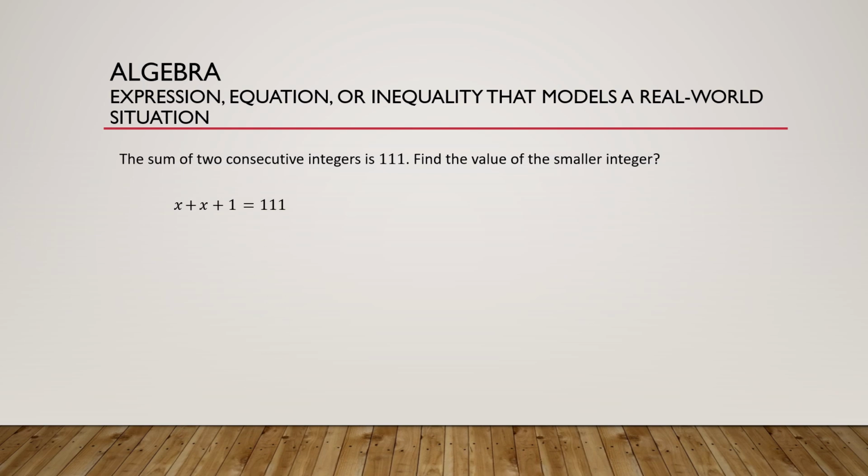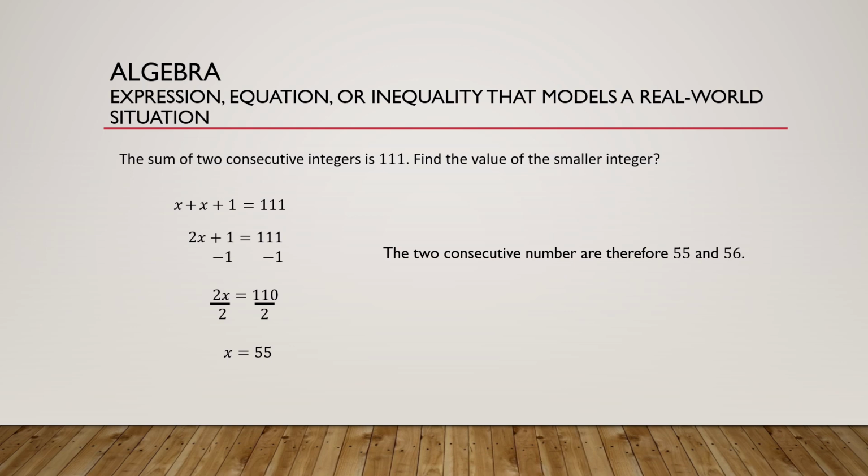We then combine x plus x to be 2x, subtract 1 from both sides to get 2x equals 110. Then we divide both sides by 2 to get x equals 55, which is the value of the smaller integer and the final answer. Therefore, the two consecutive numbers are 55 and 56.